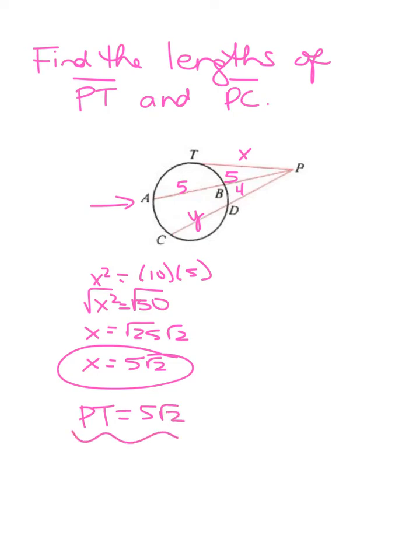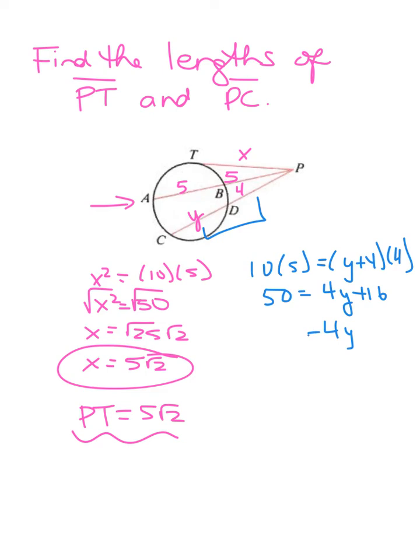Now let's look at the other one. We're trying to find the measurement of PC. So I need to find DC first. So again, I have the measurements for AP, so I'm going to use that. So the whole secant segment is 10 times the outside, 5, is equal to... Now this whole piece, segment PC, has a measurement of y plus 4 times the outside, which is 4. So it gives me 50 is equal to 4y plus 16. I get y by itself by bringing the 16 to the other side, and I have 34. So y is going to equal 8.5.